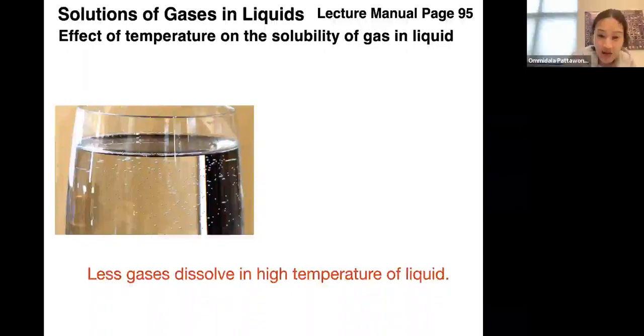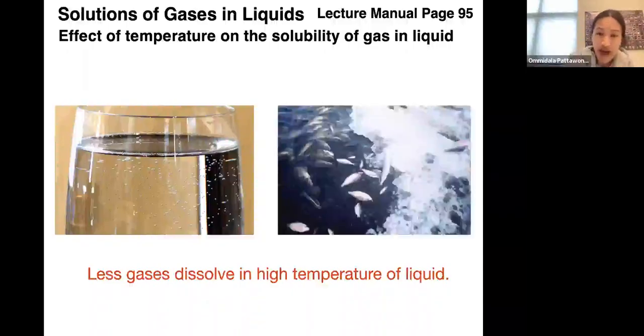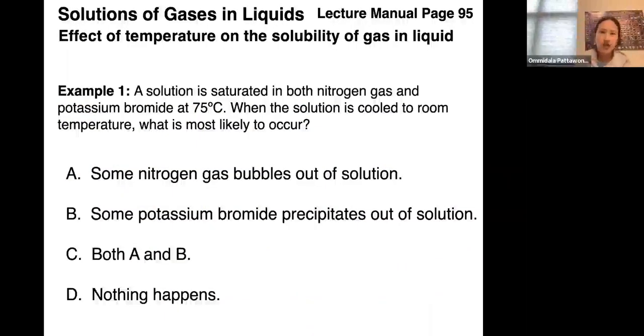And because gases are unable to dissolve well at high temperature, especially oxygen, you will observe that as the temperature of water increases, you are going to end up with less oxygen. So that means at high temperature, there would not be enough oxygen available in water, because oxygen is unable to dissolve in water, and that is going to have an effect on fish and other creatures that rely on oxygen in water. Okay, so let's take a look at a conceptual problem here. We have a solution that contains a saturated amount of nitrogen gas and also potassium bromide.